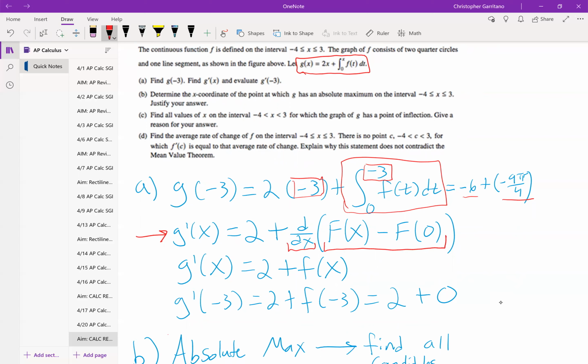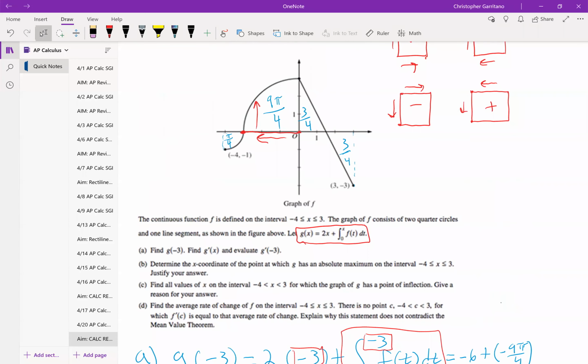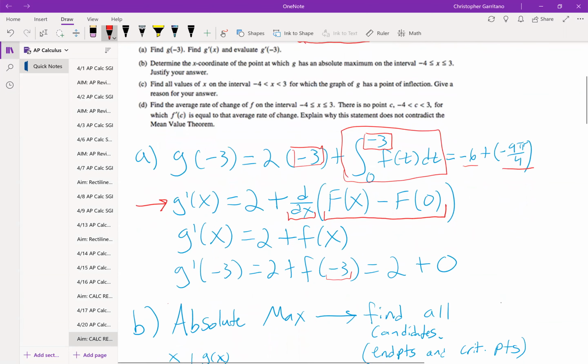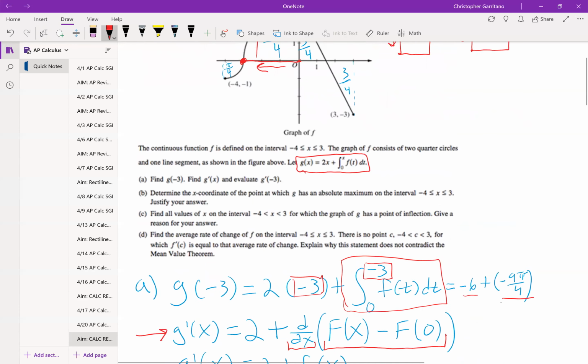So wherever I see an x, I'm going to plug in a -3, and there we have it. F of -3, well, how do I determine that value? We are given the graph of f. So I go up to the graph, I check out where x is -3, which is right over here, and I take that y value. That y value happens to be 0. All right, so that's why this is a 0. And g prime of -3 is 0. Okay, on to part B.